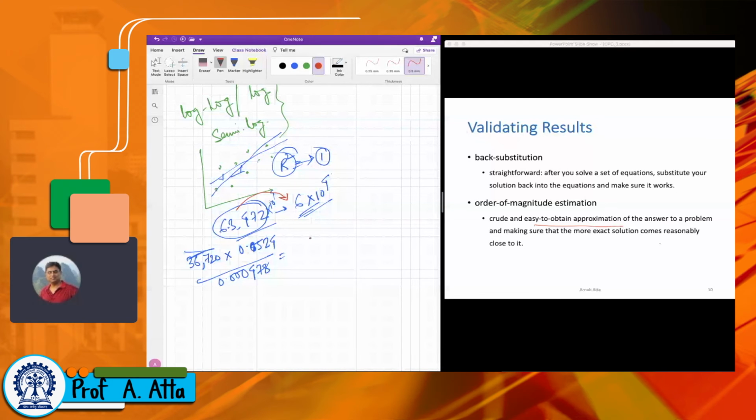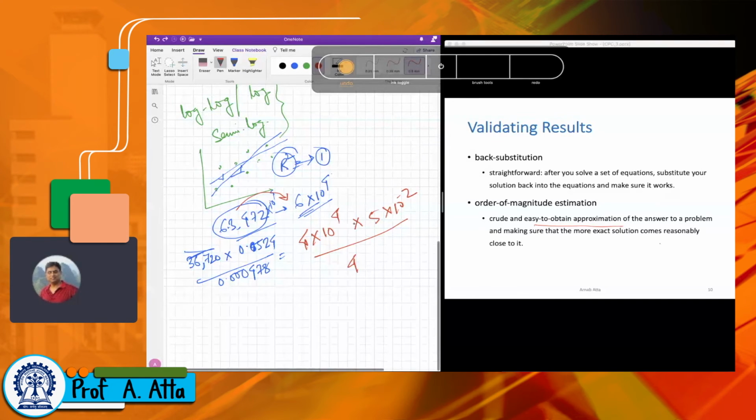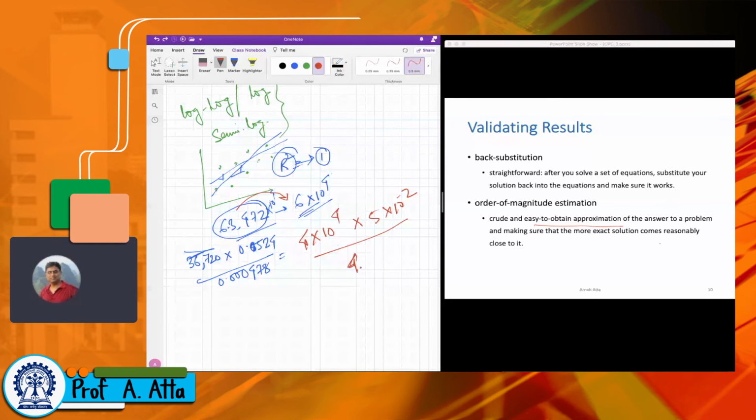So 3 into 10 raised to the power 4. Again, remember your last class. 4 into 10 to the power 4. Exactly. Then the next term, 5 into 10 to the power minus 2. Exactly. And then divided by 4 into 10 to the power minus 4. Yes. So this is basically 5 into 10 to the power minus 4. So what is the result? 10 to the power 6.